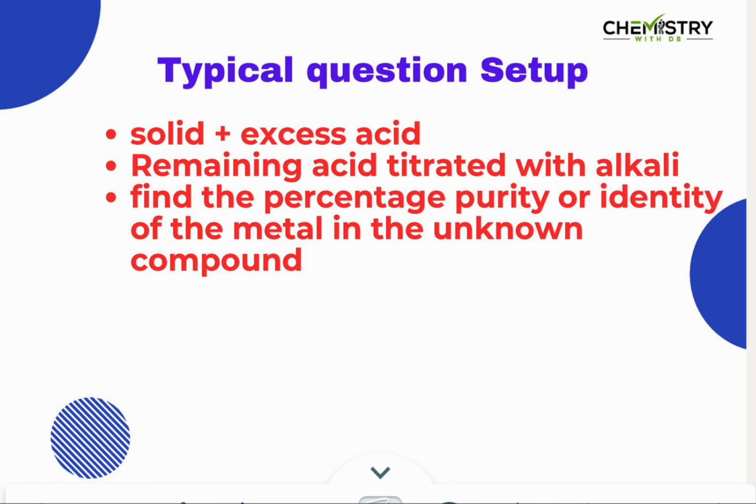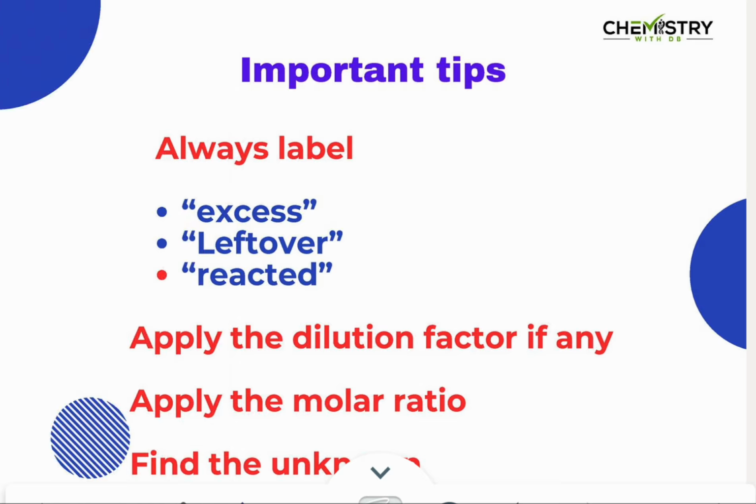A typical question setup is that we react the substance with an excess acid, right? And whatever is left, we titrate with alkali. And then this is how we can find the percentage purity. Important tips here: you must always label what is excess, what is leftover, and what reacted with the unknown substance.